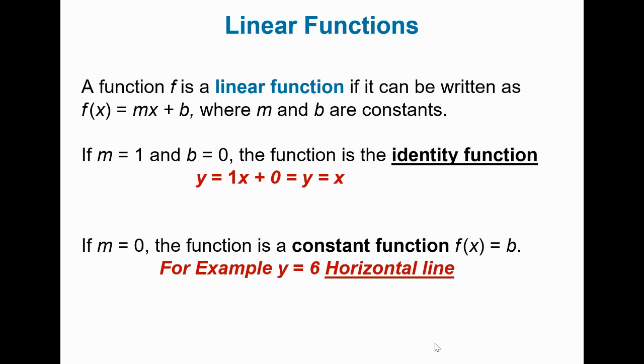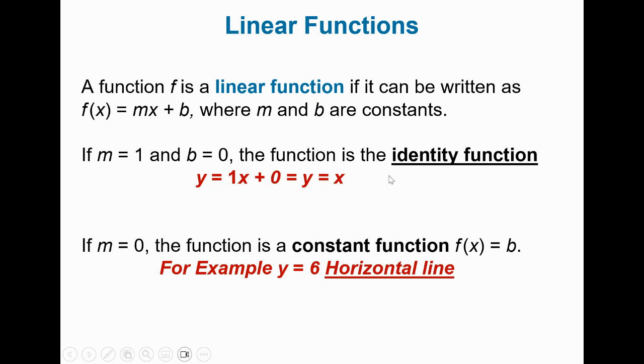Anyways, a linear equation. A function f is a linear function if it can be written in the form f of x, which once again is the same thing as the variable y, equals mx plus b, where m, the coefficient, the number that precedes the x variable, is known as the slope, and the b value is the y-intercept. If the slope is 1 and the y-intercept is 0, you've got what's called an identity function, y equals x.